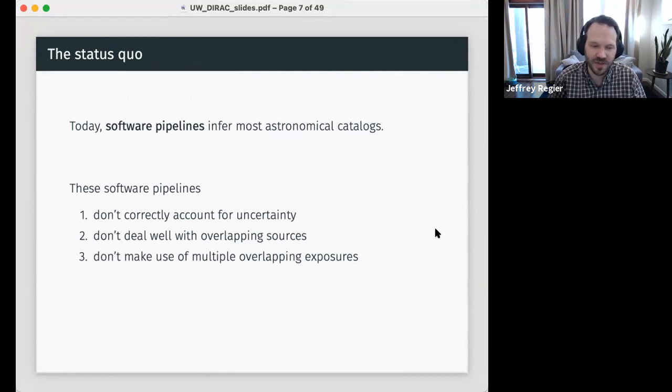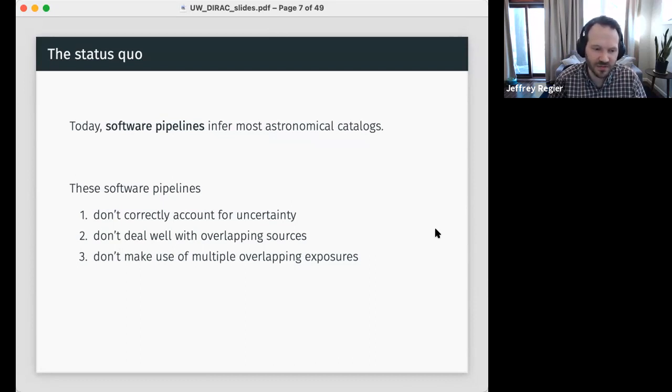Overlapping light sources, though, are becoming increasingly common, or blended light sources, as telescopes peer deeper into space. There's going to be more blending. Estimates of up to 68% of galaxies will be blended in LSST. So it's different from earlier surveys like SDSS. Then finally, software pipelines don't have a great way to make use of multiple overlapping exposures.